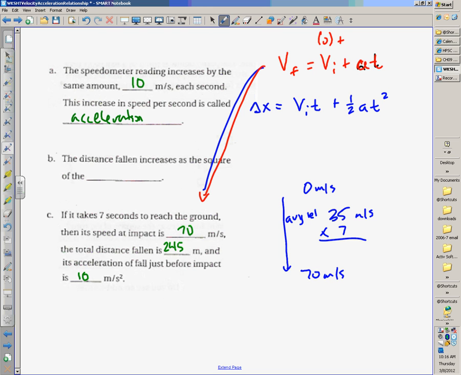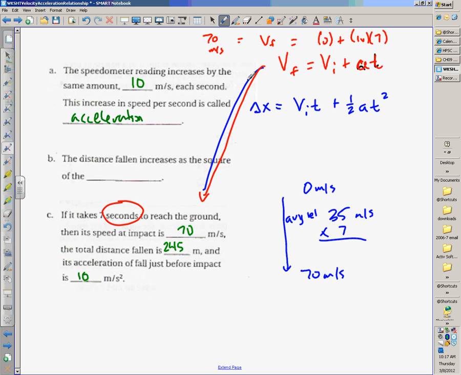What did we already establish that the acceleration was? 10. How many seconds go by? 7. So that means that the final velocity is equal to 0 plus 10 times 7. What's 10 times 7? 70. If you add that to 0, what do you get? 70 meters per second. Does that make sense? Okay. Mathematically, okay. First, let's finish up the red.